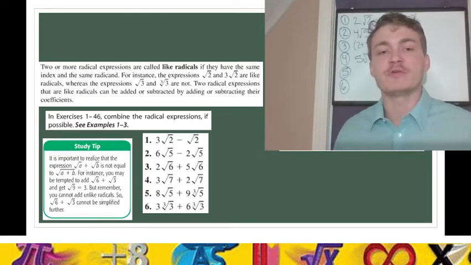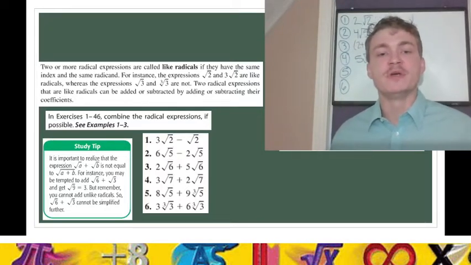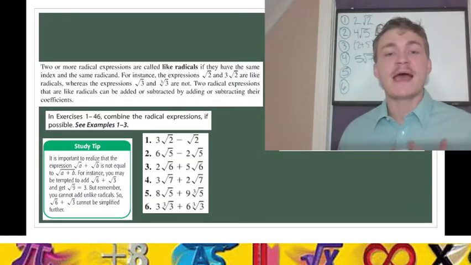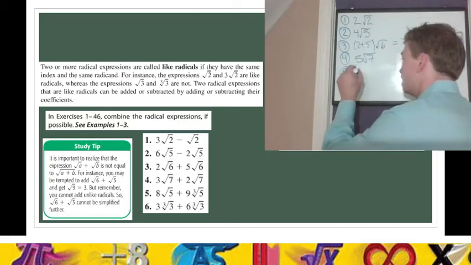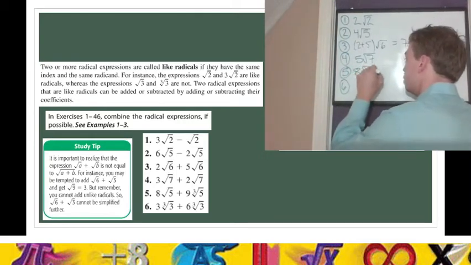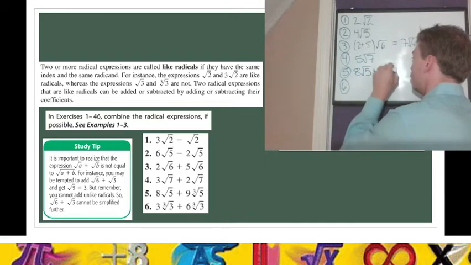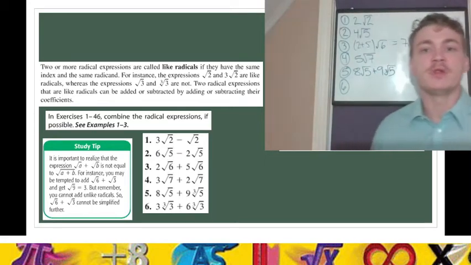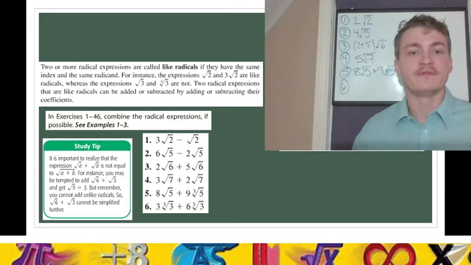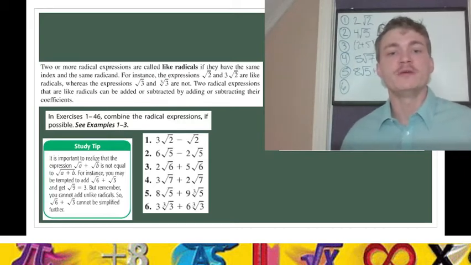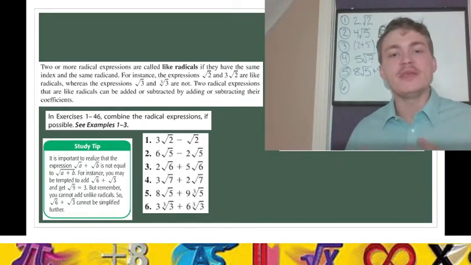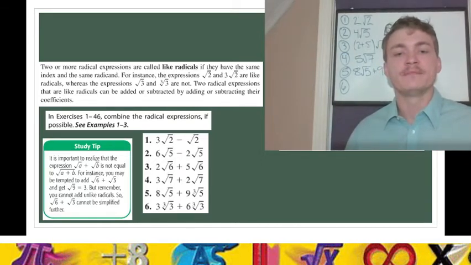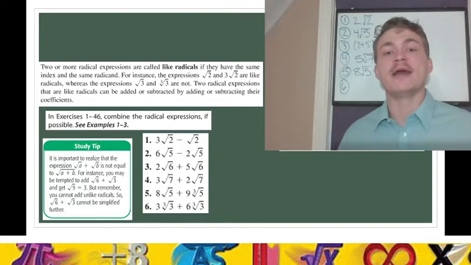Therefore, for number 5, our two terms are unlike radicals, and we cannot combine those two terms. Thus, for number 5, we leave our radical expression as the binomial eight square roots of 5 plus 9 cube roots of 5. For number 6, 3 cube roots of 3 plus 6 cube roots of 3. How many cube roots of 3 do we have? A total of 9 cube roots of 3.